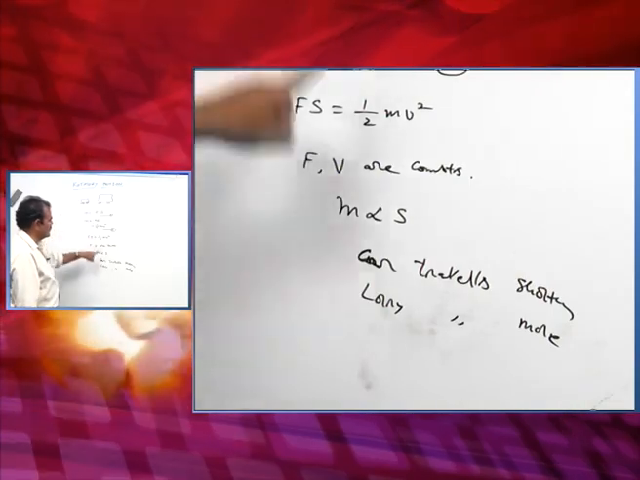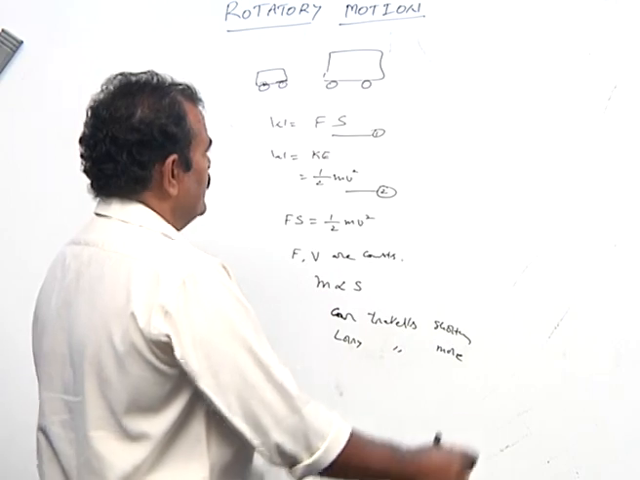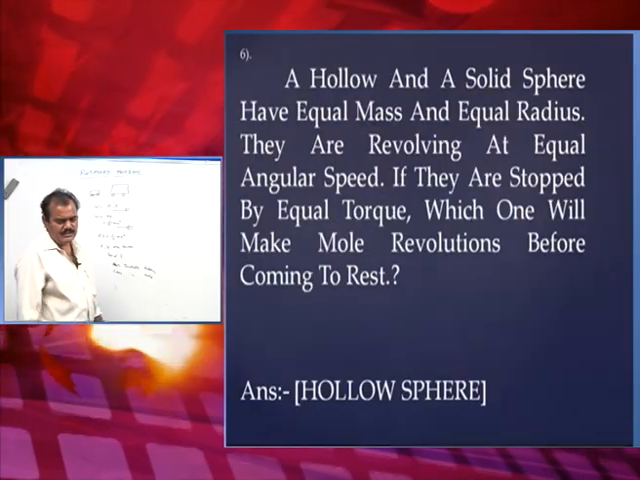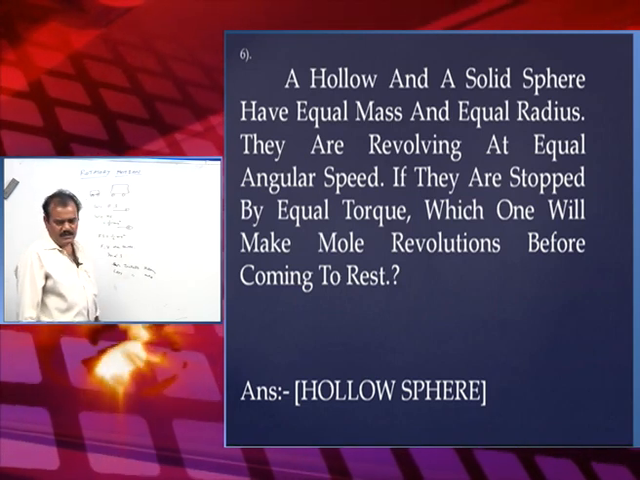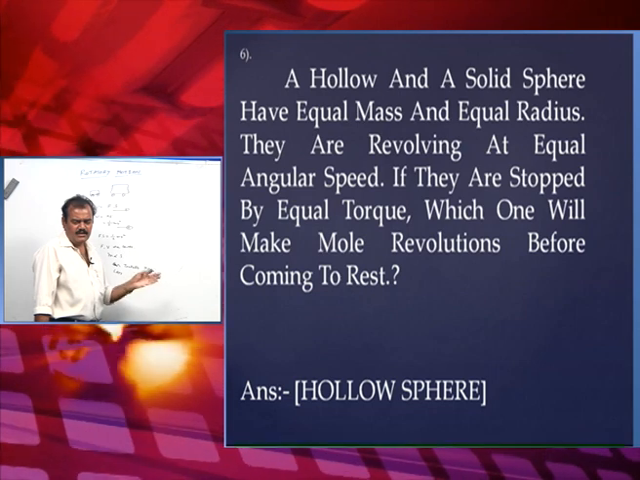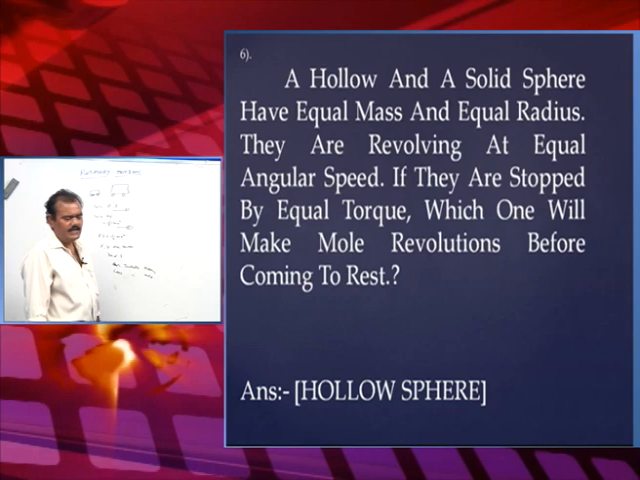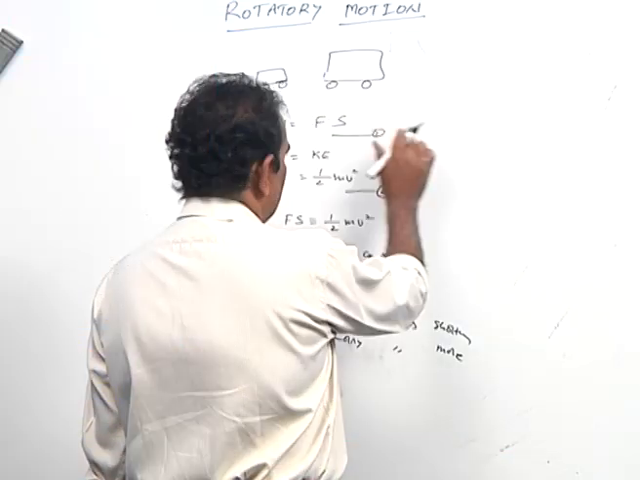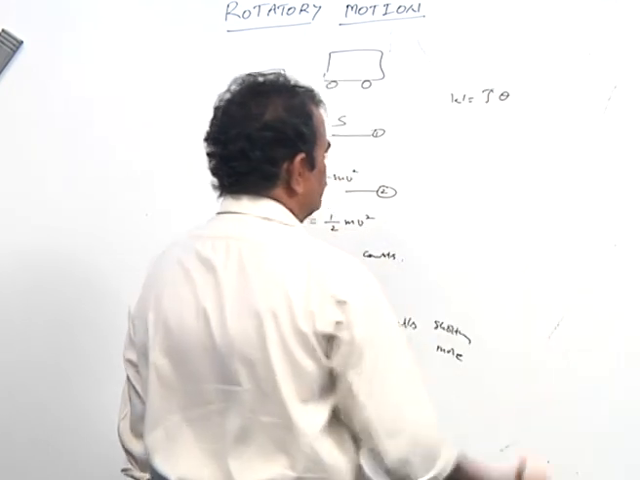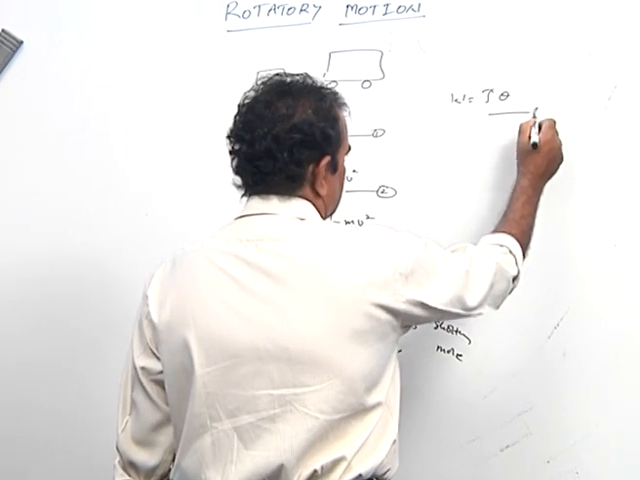So the same concept we can apply in this present problem also. In this present problem, you are given a hollow sphere and a solid sphere, just like the car and the lorry, and here also they have equal mass and equal radius, and they are revolving at equal angular speed, and they are stopped by equal torque. So like this only we have to take that W is equal to tau theta, and this is taken as the first equation.